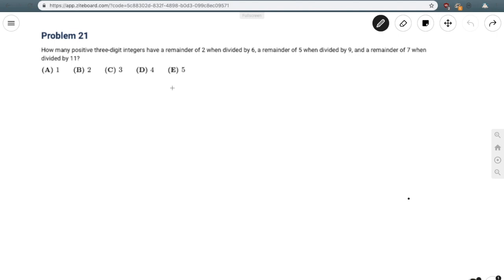For brevity, to make this problem nice and short and easy to understand, I'm going to be using the following notation when I say x is congruent to a mod b. What this notation states is that when I have a number x and I divide it by b, the remainder will be a.